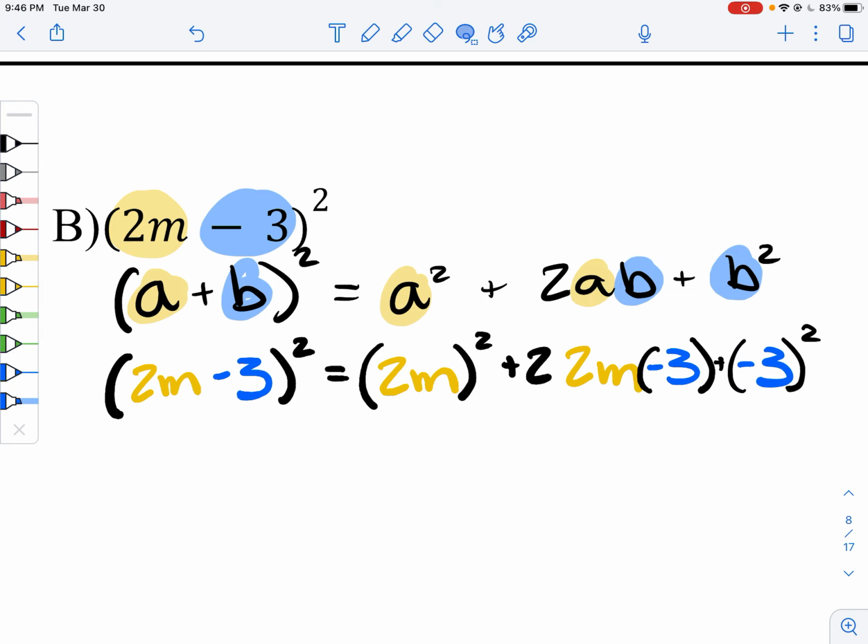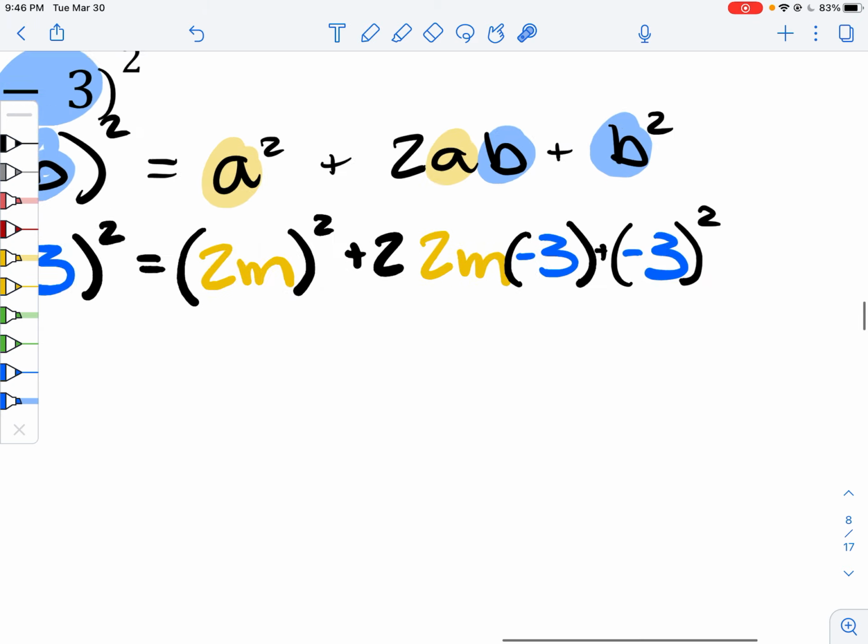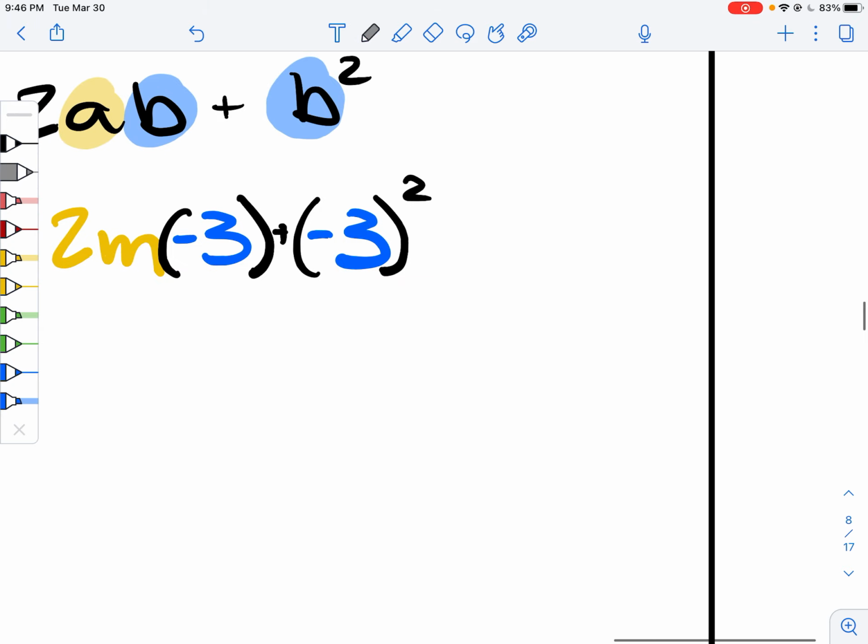Now it's very important that you keep your negatives in line. This is not 2m minus 3, it's 2m times negative 3. This is not minus 3 squared, it's negative 3 squared. This is very important because negative 3 times negative 3 is a positive 9.